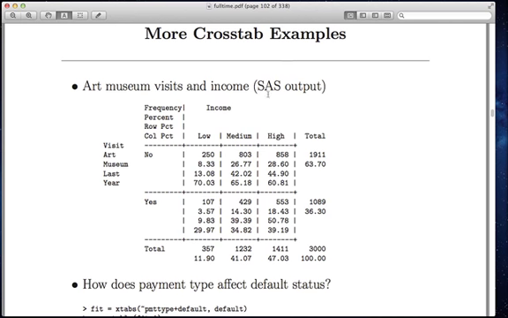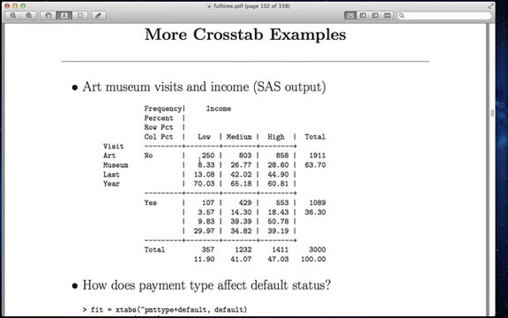This happens to be SAS output. So you get the same 4 numbers that we had up above. Here are your counts, joint probabilities, row percents, column percents. Now in this case, since we're interested in how income affects art museum visits, we're going to use the column percents. We want to condition on the independent variable. So let's just quickly interpret this.